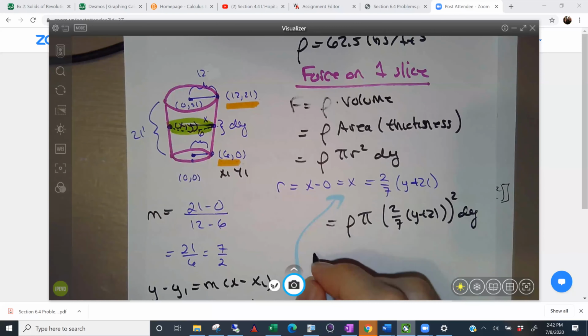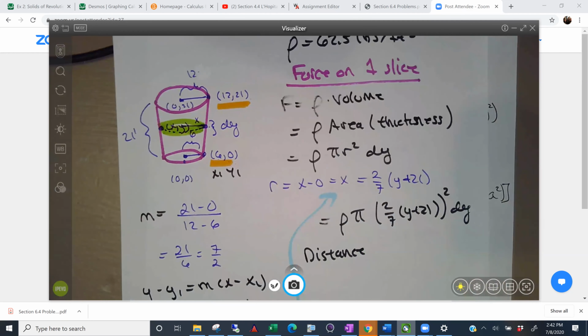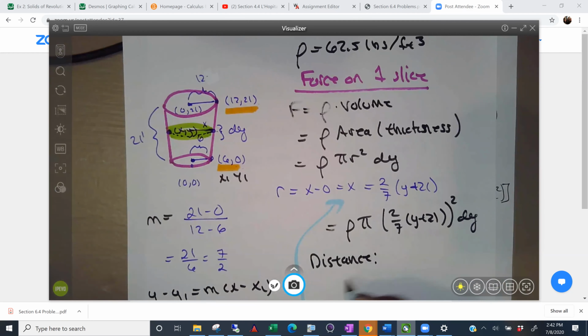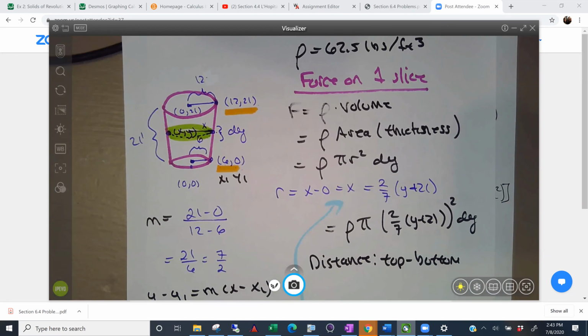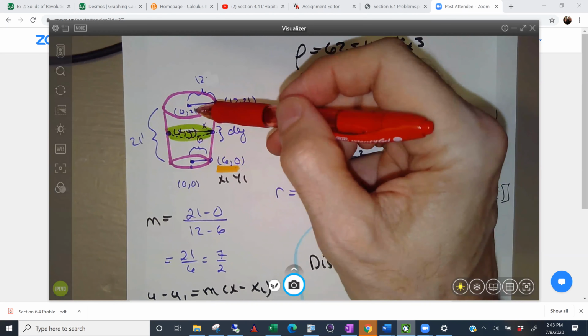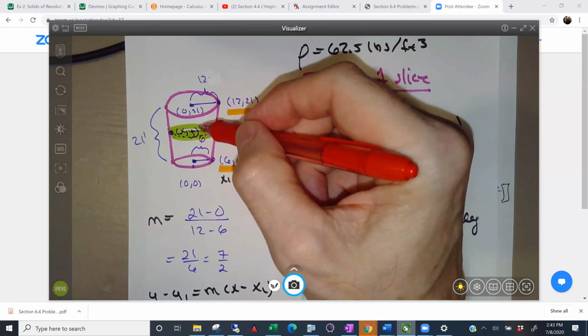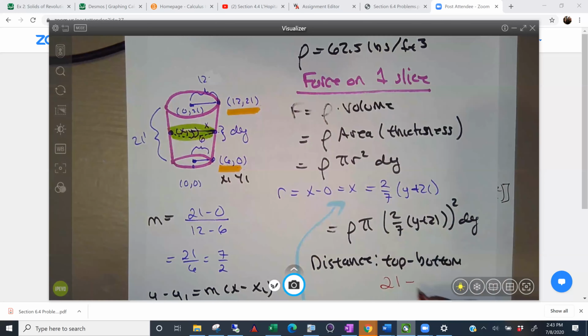Now, let's think about the distance. And once again, having a nice orientation on these things helps out. So distance, as usual, is going to be top minus bottom. Let's look at our top coordinate. Our top coordinate up here, the y coordinate anyways, is 21. Minus the coordinate on our slice, which is just y. So 21 minus y.